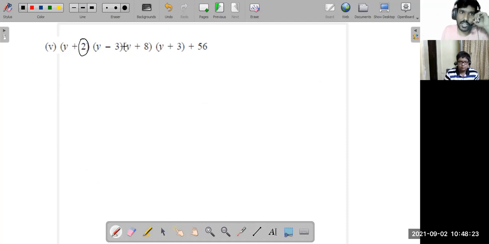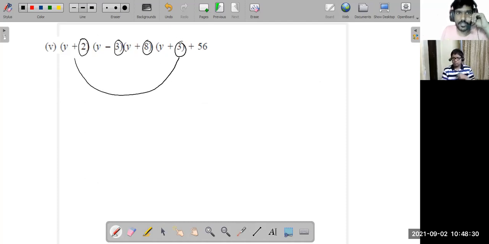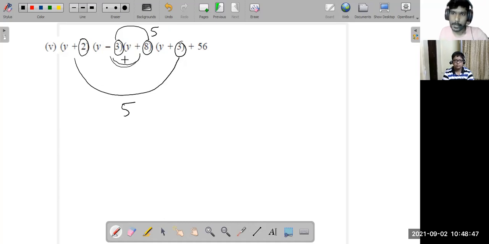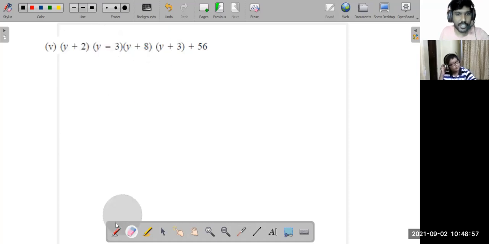See, just look at these last terms. Plus 2 and plus 3 is giving you plus 5. Minus 8 and plus 3 is giving plus 5. So we'll take first bracket and last bracket together, and second and third bracket together. That should solve our problem. Are you getting what I'm trying to say? Yes, sir. Okay. So I'll rearrange it accordingly.